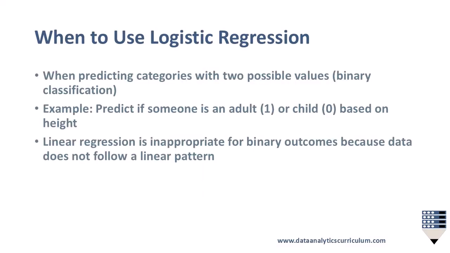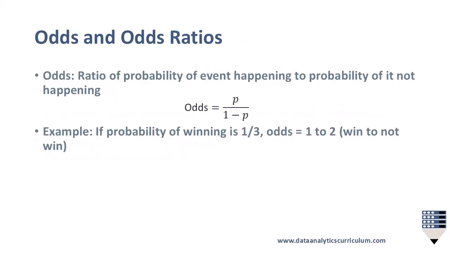That's why we use logistic regression. It's designed for binary outcomes and predicts the probability that an event occurs, for example, the probability someone is an adult based on their height. If that probability is at least 0.5, we classify them as an adult. Otherwise, we classify them as a child.